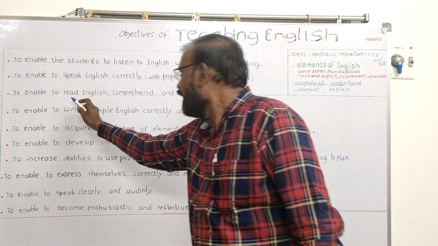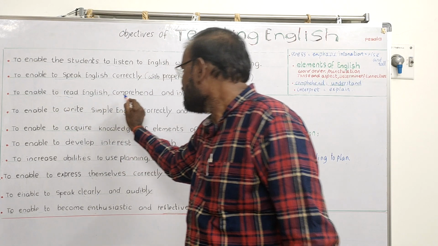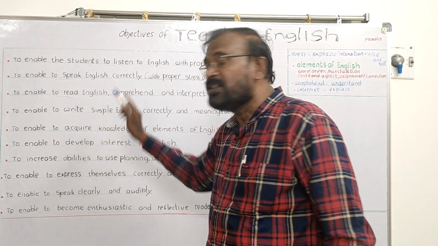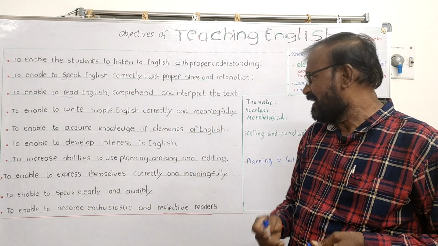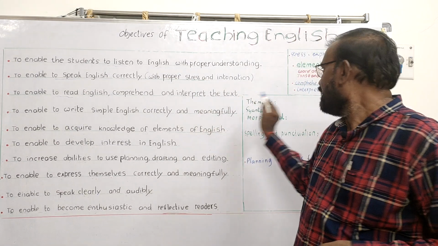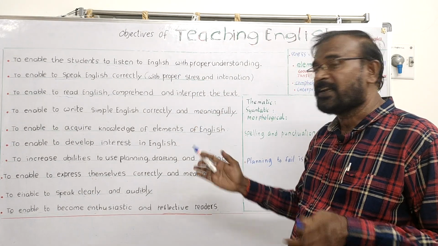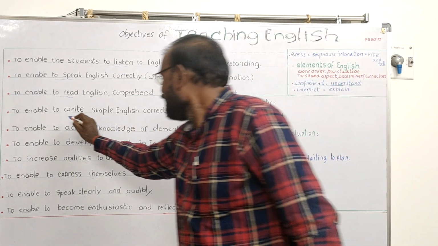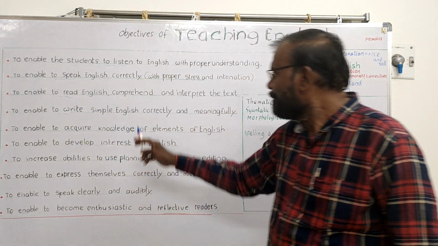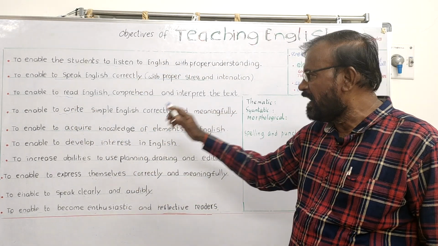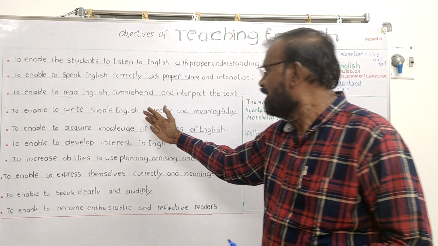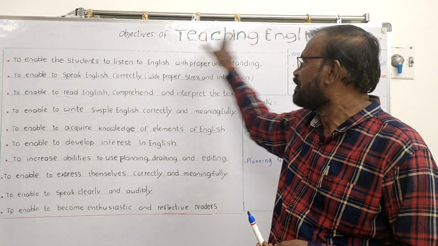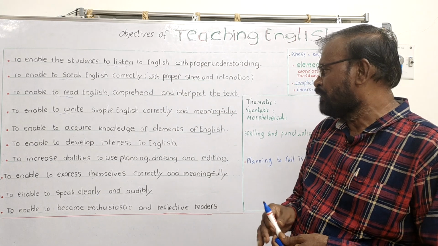when they are communicating with others. To enable them to read English, comprehend and interpret the text. When they read, they have to understand what they read and interpret. Interpret means here to explain. They have to respond to the issue they read. To enable the students to write simple English correctly and meaningfully. They have to write sentences in simple English correctly and meaningfully. And it is one of the objectives of teaching English to the students.